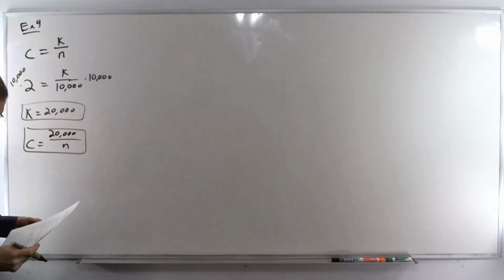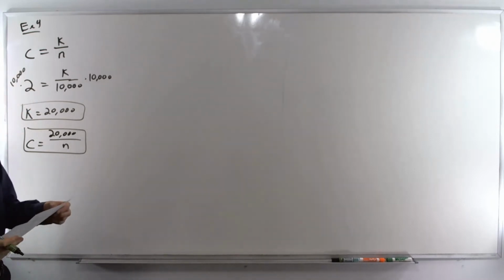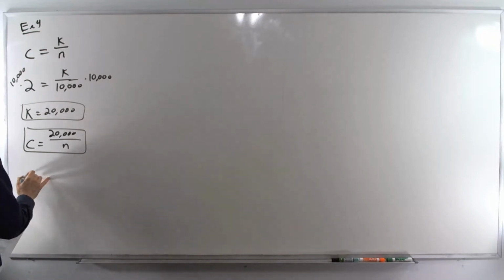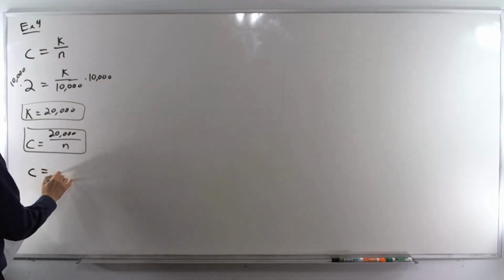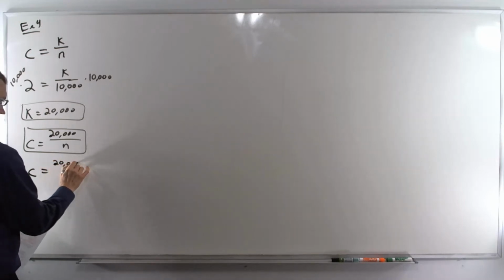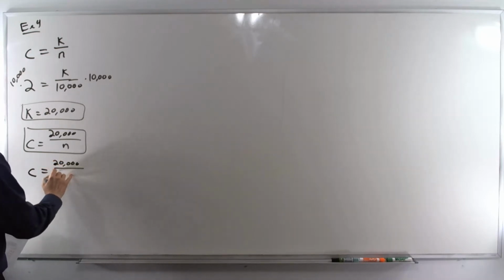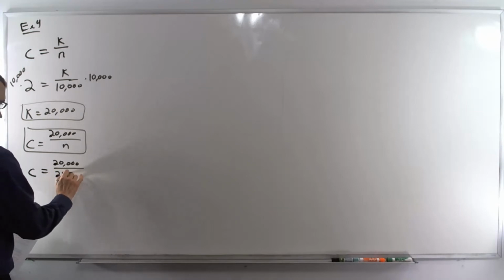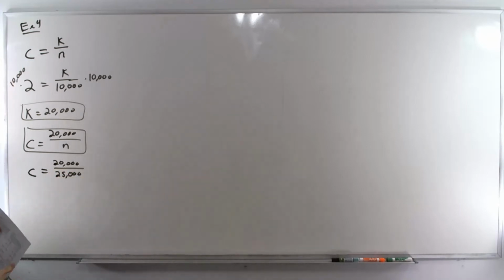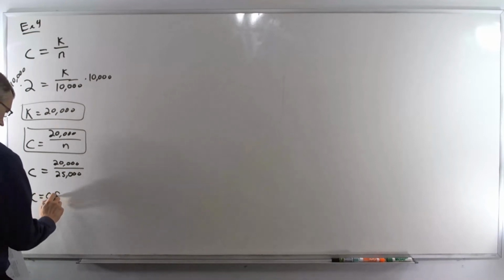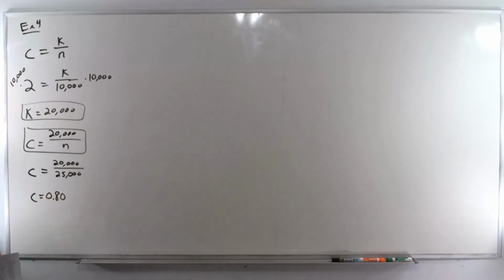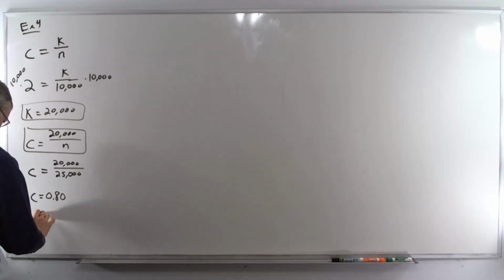And now that we know, find the cost to produce one charger if 25,000 chargers are produced. So we're going to find the cost if we have 25,000 plugged in for N, the number of chargers. Divide that out. Is 0.8, so it costs 80 cents each.